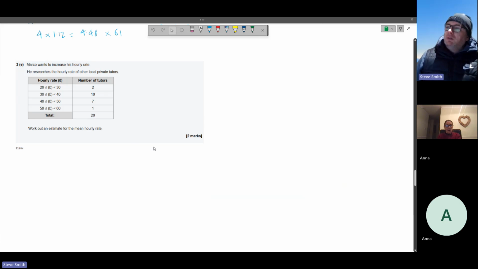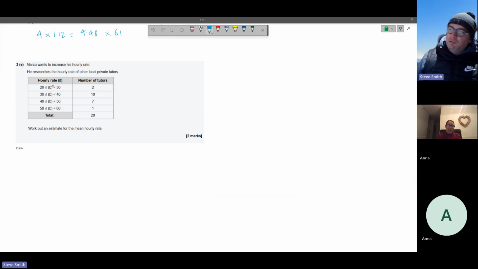Marco wants to increase his hourly rate. Okay, so straight away we see the to and froms. So I'm putting midpoint and I'm putting total. If I've got my pad of paper next to me, I'm doing exactly the same. And this is where online exams can be a bit of a pain because you've then got to put what you've worked out into your box on here.